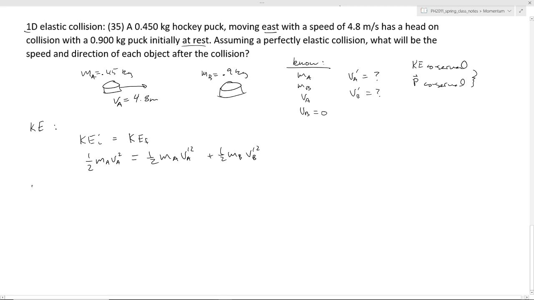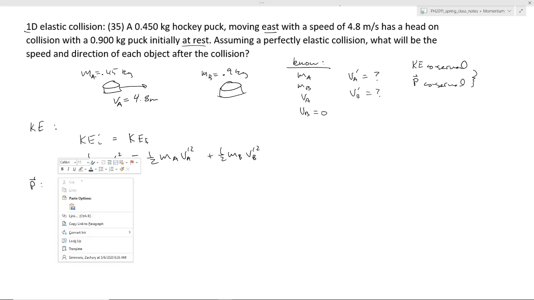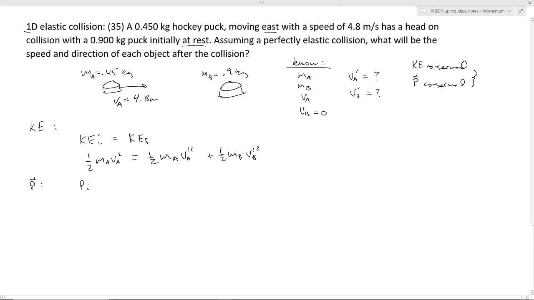The other conservation law that we're going to take advantage of is momentum conservation. So we know that initial momentum is going to have to equal final momentum. What does that look like? That will be ma va equals ma va prime plus mb vb prime. We're not considering any friction or work done by friction for this one. So we have basically two expressions.